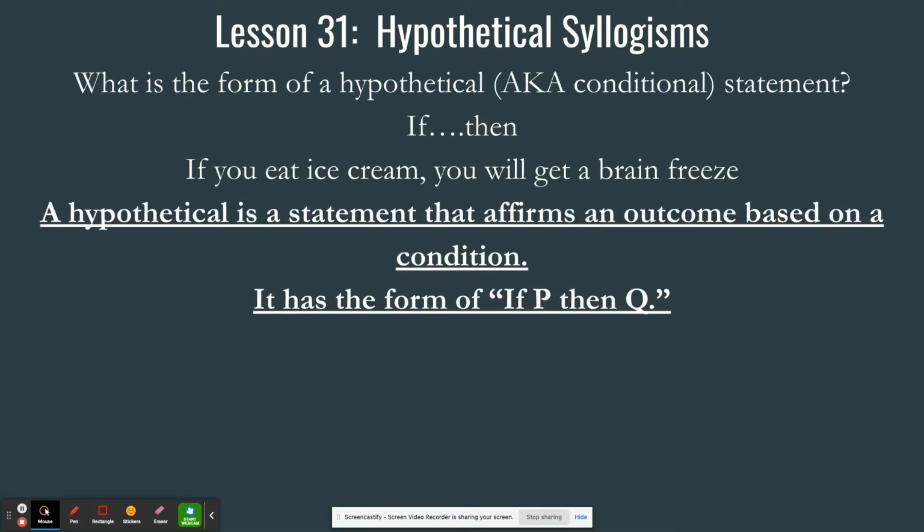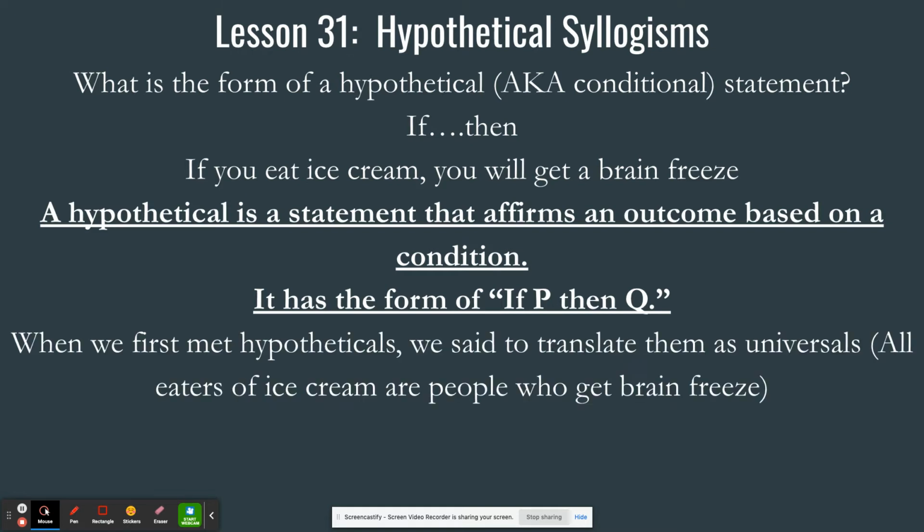So here's your official definition. I'll put 2 things up here. A hypothetical is a statement that affirms an outcome based on a condition. So here's the outcome: you will get a brain freeze, but not just randomly. You don't just randomly get a brain freeze. You get a brain freeze based on the condition that you eat ice cream. And so in this course and in the study of logic, hypotheticals are almost always going to be put into the form of if P, then Q. Okay, P and Q. And then occasionally they'll throw in an R in there, as we'll see in just a moment. But if P, then Q. This is a hypothetical statement.